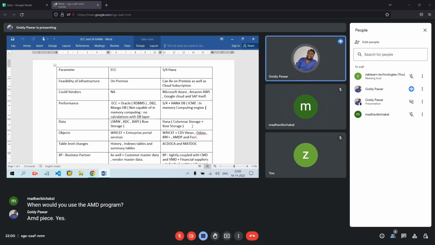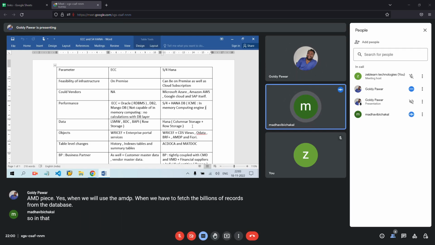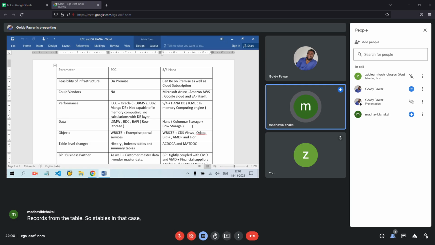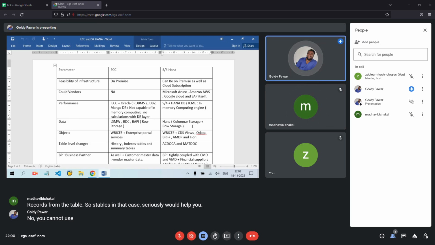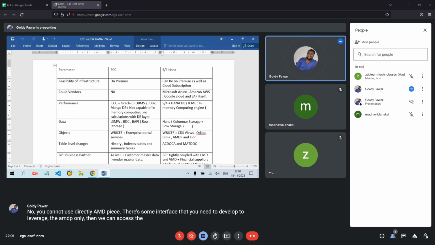AMDPs, yes. We use AMDP when we have to fetch billions of records from the database. In that particular scenario, CDS views won't help. When you have to extract billions and billions of records from the source tables, CDS views won't help, you have to use AMDP. But you cannot use AMDPs directly. There's some interface that you need to develop to leverage the AMDP. Only then can we access its power.